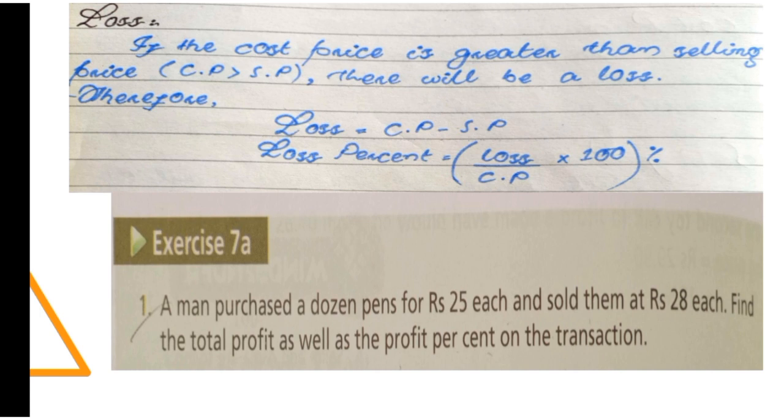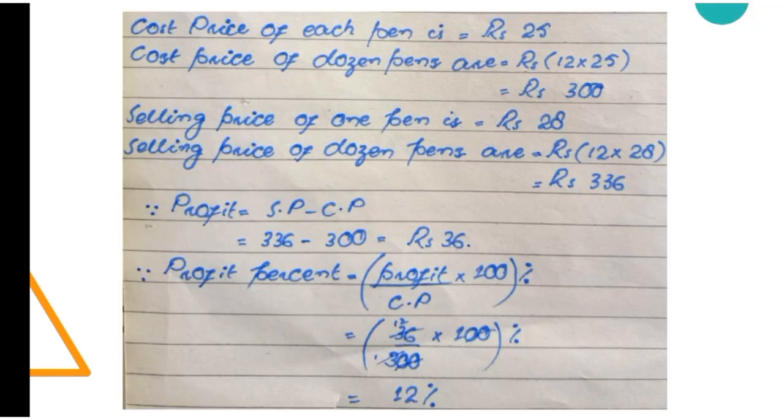A man purchased a dozen pens for rupees 25 each and sold them at rupees 28 each. Find the total profit as well as the profit percent on the transaction. Cost price of each pen is rupees 25 and he purchased a dozen pens. Dozen means 12. We can find the cost price of 12 pens by multiplying by the price of the single pen: 12 multiplied by 25, which is equal to 300. So cost price of 12 pens is 300.